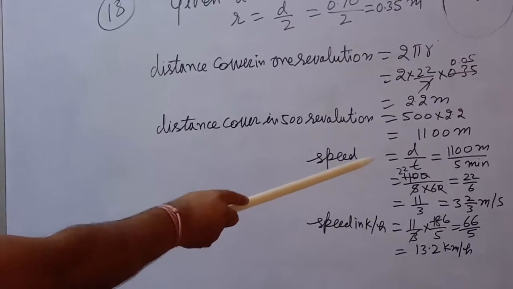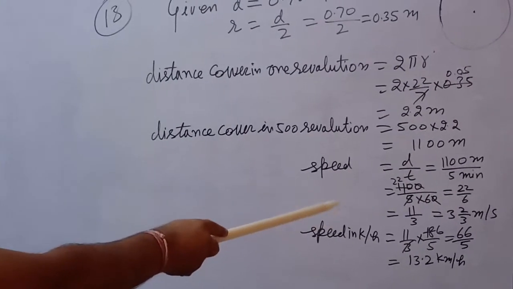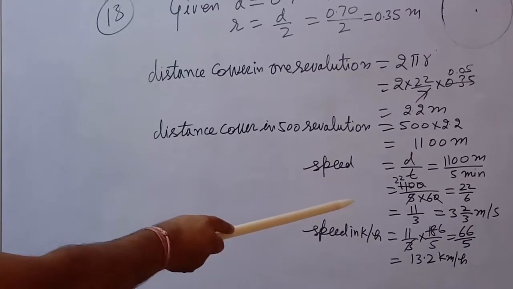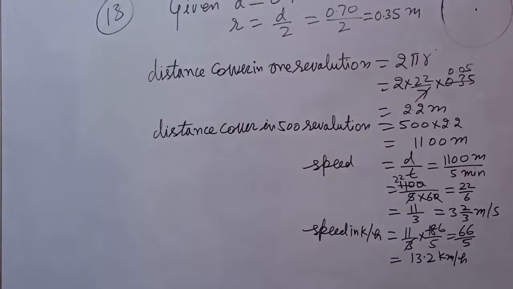When we solve it, we get 11 upon 3 meter per second. So speed in meter per second is equal to 11 upon 3 meter per second.